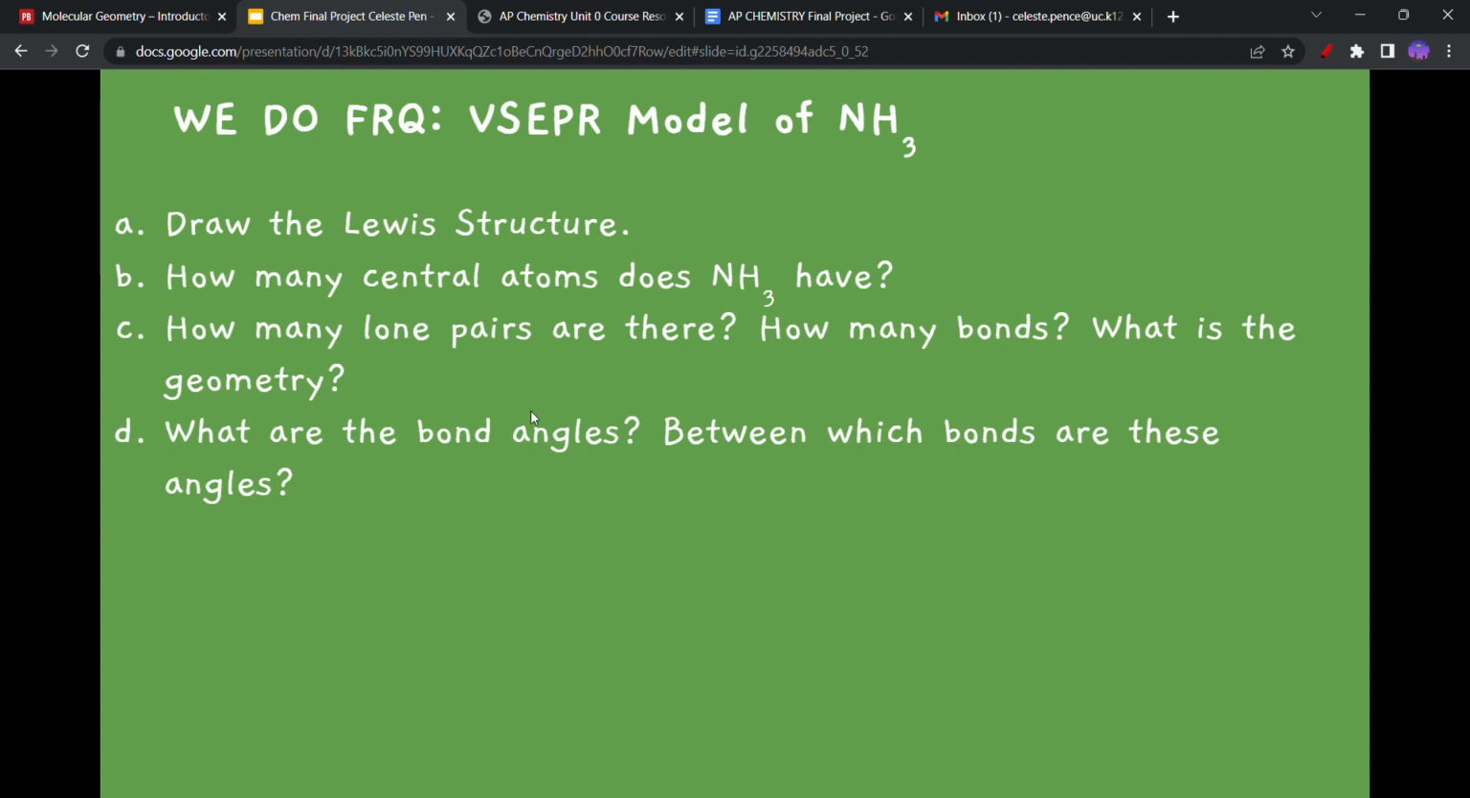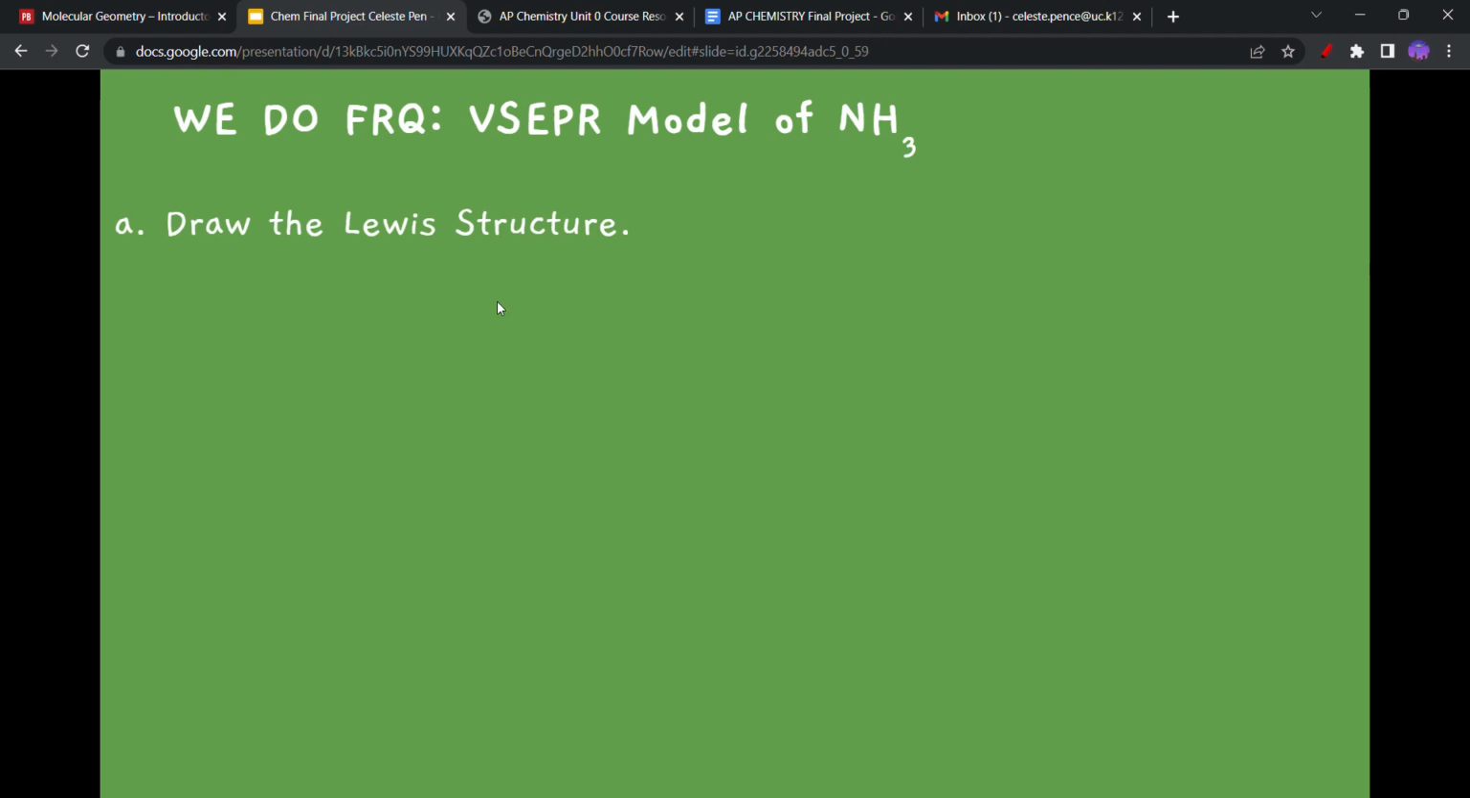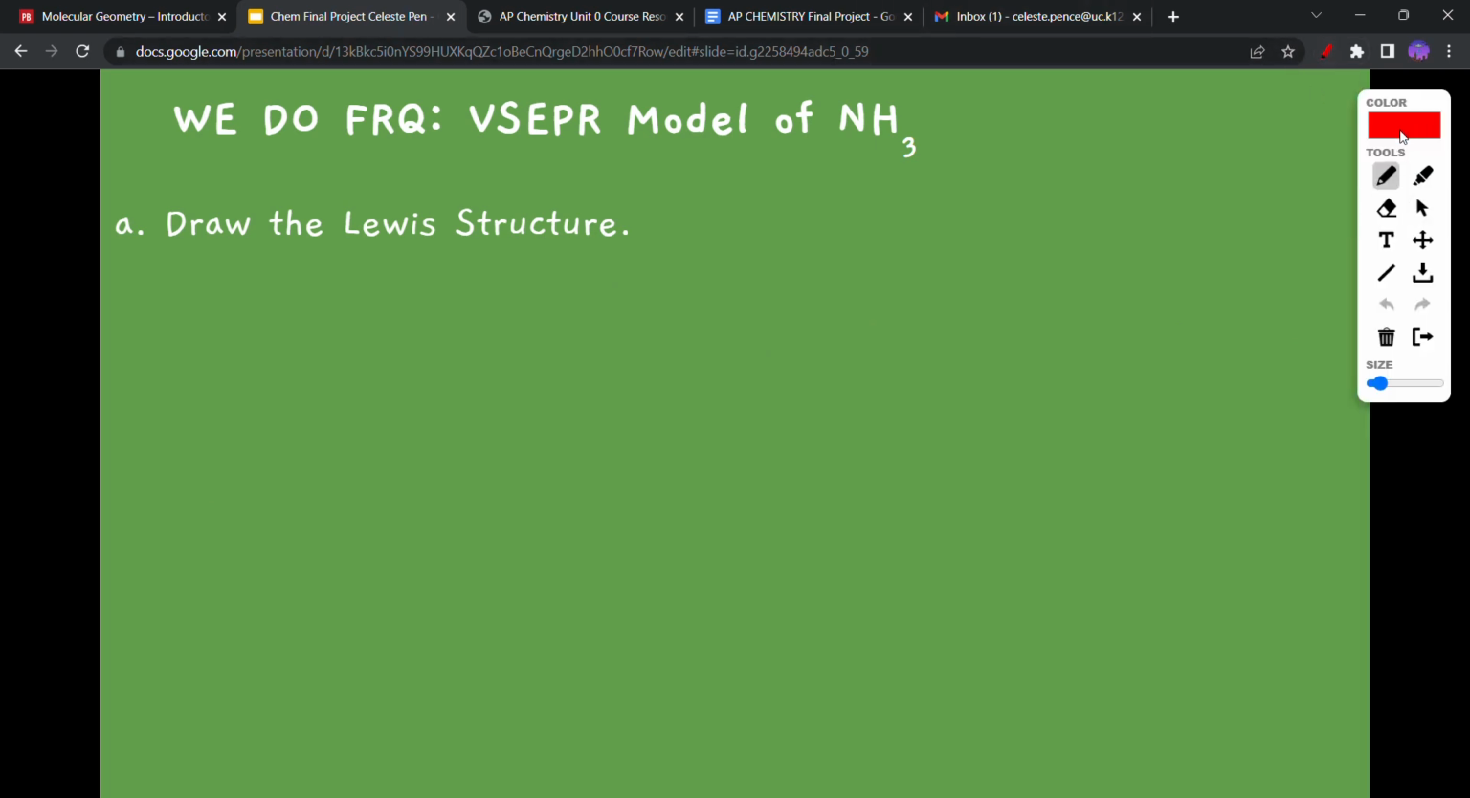Now we'll do the VSEPR model of ammonia, or NH3. Draw the Lewis structure. How many central atoms does NH3 have? How many lone pairs are there? How many bonds? What is the geometry? What are the bond angles? Between which bonds are these angles? Draw the Lewis structure. So we start out with our central atom, the nitrogen, with 5 electrons, and then add our hydrogens. And bond each.